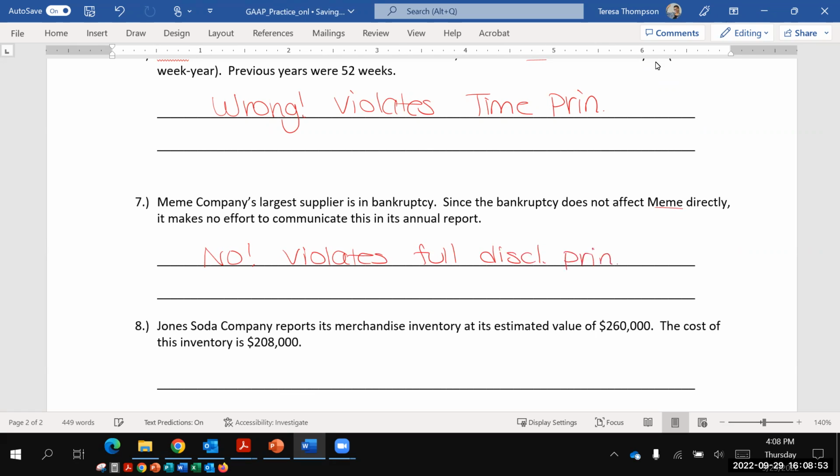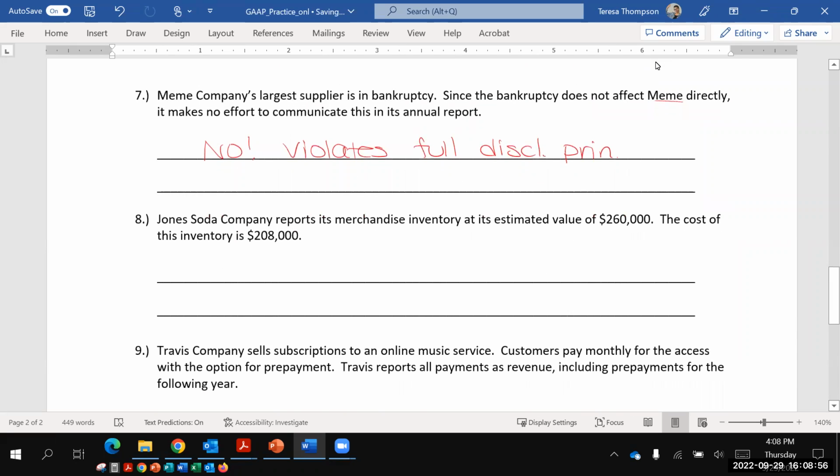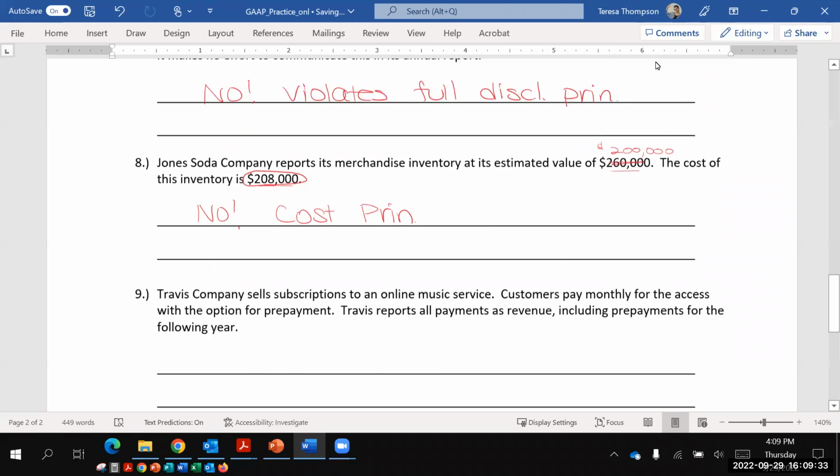All right. Next, we have a company reporting their inventory at the estimated value of 260 instead of 208. No, don't do that. Then here's one where you could have put different items. You might have said conservatism. You could have. But here we're actually going to go with cost principle. Why? Because what if the estimated value had been lower? What if the estimated value had been 200? We're going to talk about this one in later chapters. But for now, they should record at cost, what they actually paid.